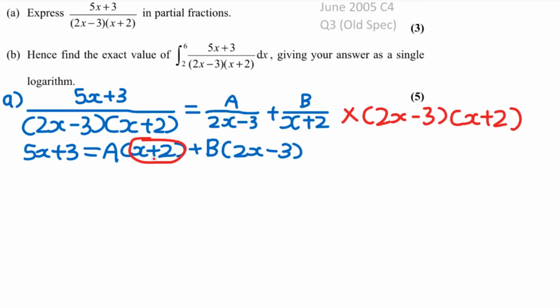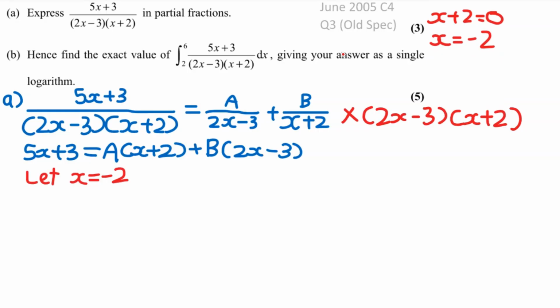The way that we use substitution is to choose values of x that make these brackets equal to 0. If we start with the x + 2 bracket, we want x + 2 = 0. If we move the 2 onto the other side, we get that x = -2. So we're going to make the substitution x = -2, and this bracket will be equal to 0. Therefore this whole term will go away, and we're just left with an equation for B, so we can solve for B.